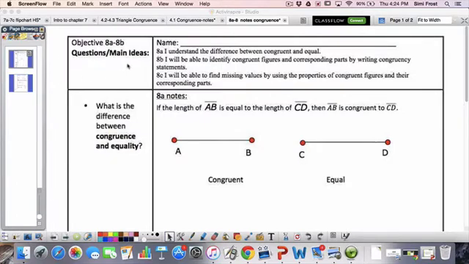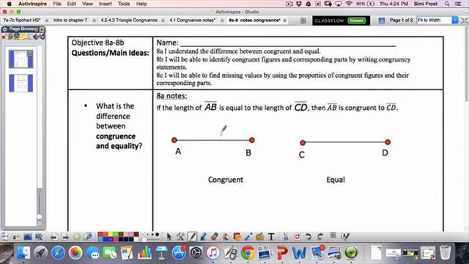Okay, so let's look at 8a. I understand the difference between congruent and equal. So what is the difference between congruent and equal? If the length of segment AB is equal to the length of segment CD, then AB is congruent to CD. First, I'm going to show you what that would look like in a picture.